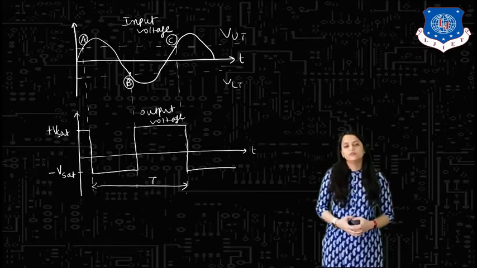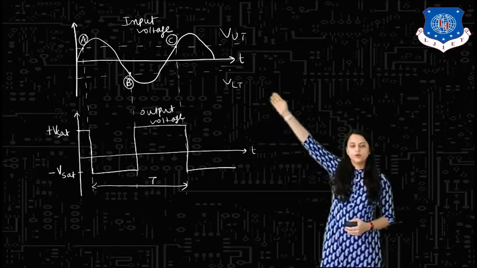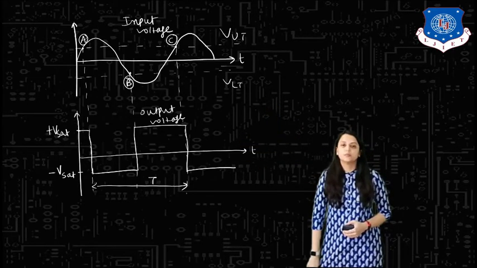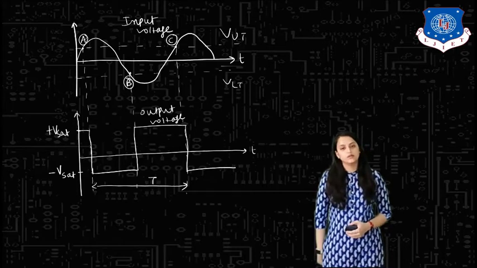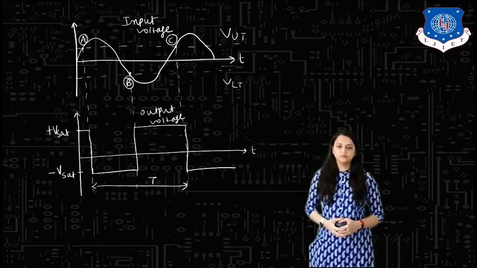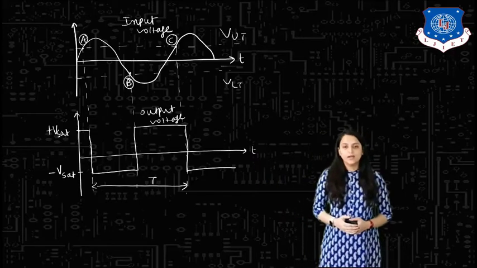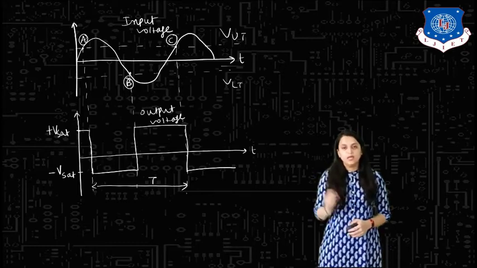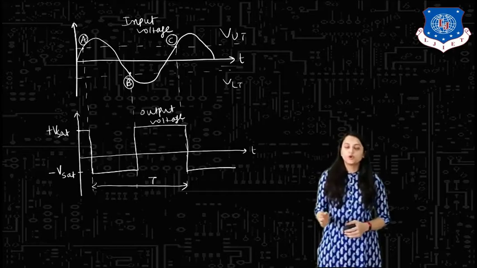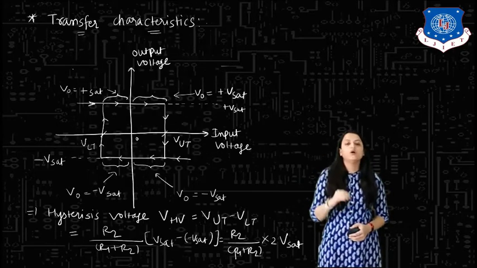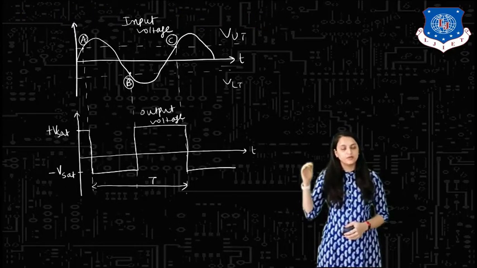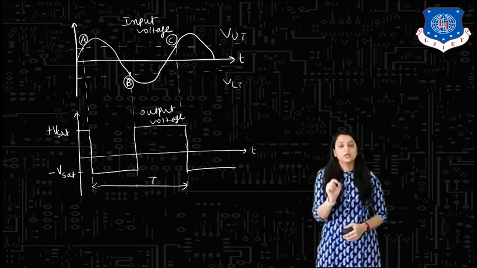This is the waveform for the Schmitt trigger. This is the input voltage waveform, and according to that the output voltage waveform is indicated. The VUT level is the upper threshold level, VLT is the lower threshold level. Plus Vsat and minus Vsat are indicated. You can observe that there are points A, B and C in the input waveform, where the input voltage waveform crosses the level either VUT or VLT. Whenever it crosses the levels VUT and VLT, the points are indicated, and according to that the output is generated.